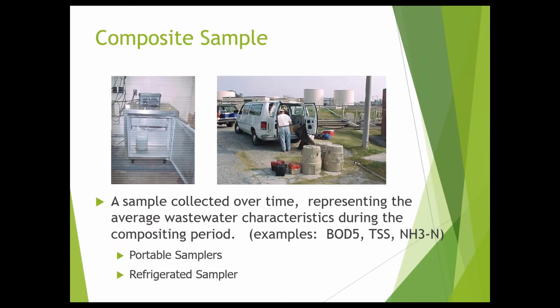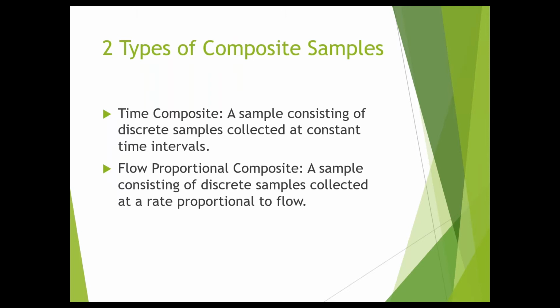So composite sample, we talked about this, collected over time. It represents the average wastewater characteristics during the compositing period. They're both portable, refrigerated. And they even make portable refrigerated ones, even though it is debatable how portable they are because now you're lugging around a compressor. They put them on wheels. They still could be pretty hefty to lug around. But if you are in Mississippi or in the plains in the summertime where there is no shade and the sun is just having fun with you, then it may be worth it to get that type of sampler that comes with the cooler or the refrigerator built in to keep your samples nice and cool.